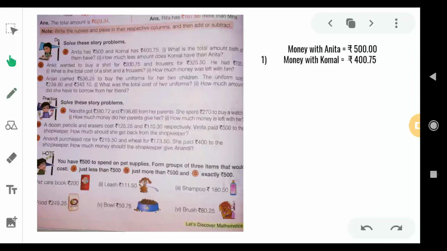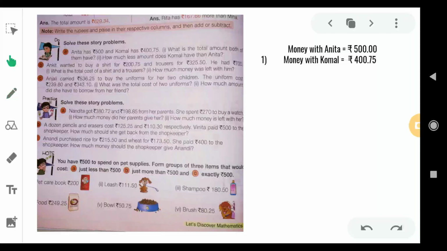Dear children, in the previous video, we learned how to represent rupees and paise in the form of decimals. And in today's video, we are going to solve some story problems based on money, which involve two operations, namely addition as well as subtraction.